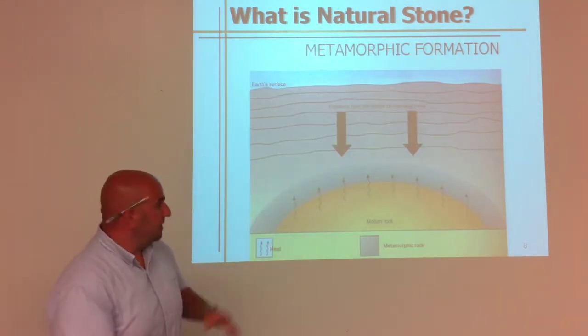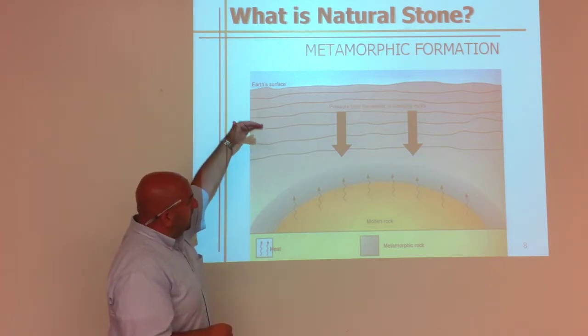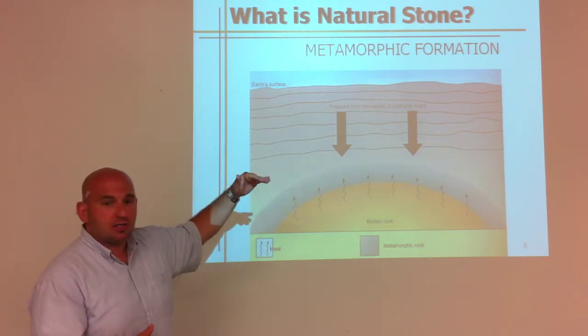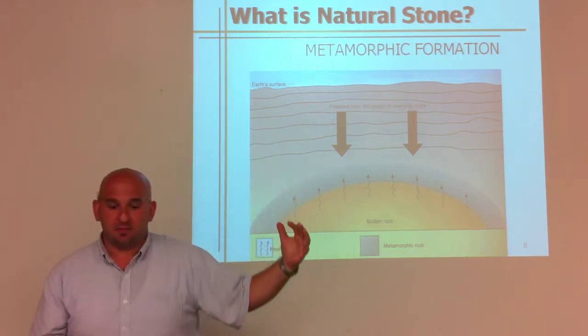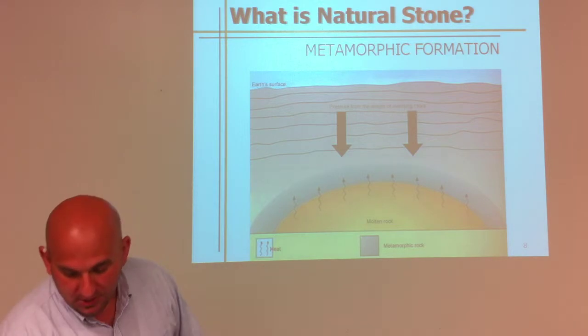Metamorphic formation, as you see, you have the Earth's surface up here. You get a lot of pressure from the weight of overlying rocks, with molten rock underneath giving intense heat coming up through there, and that's where you get metamorphic formation.